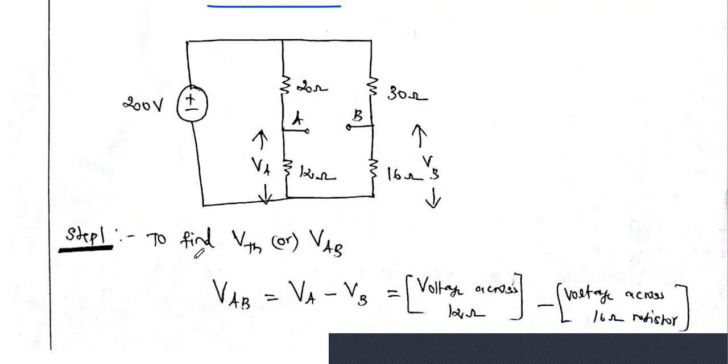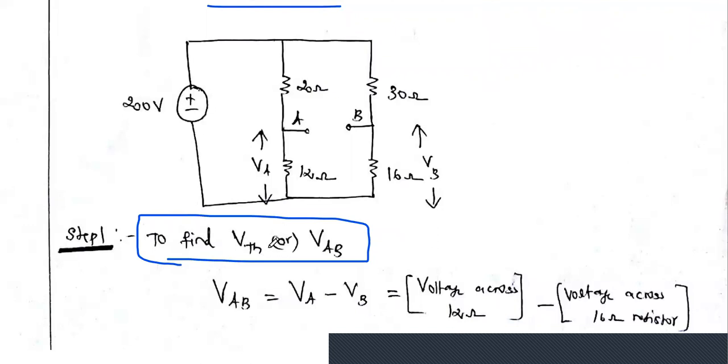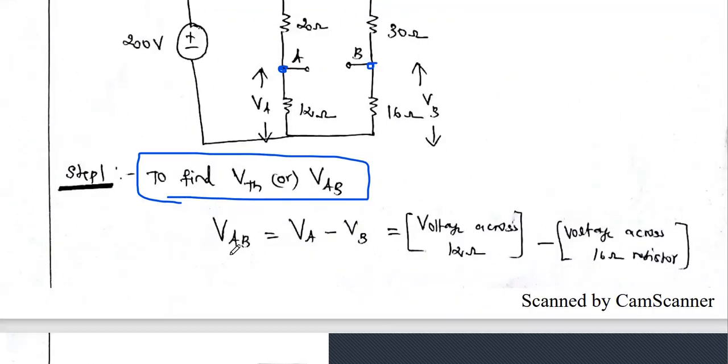The second step is to find VTH or VAB. What is VTH? The Thevenin's voltage across the terminals A and B. This is terminal A and this is terminal B. Across this open circuited terminal, we have to find what voltage is available. Here VTH is nothing but VAB, and VAB is the potential difference between the points A and B.